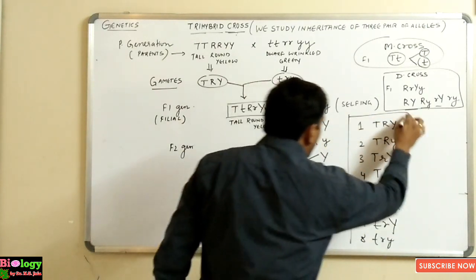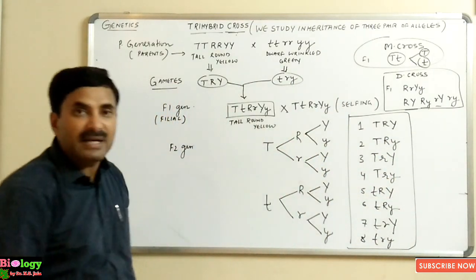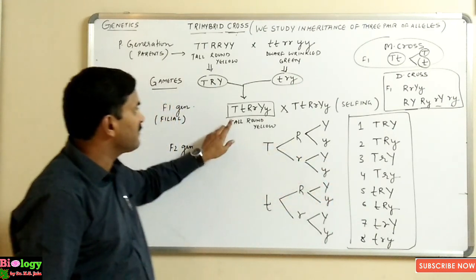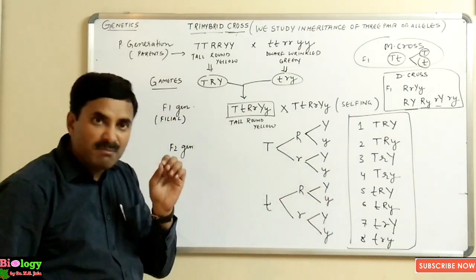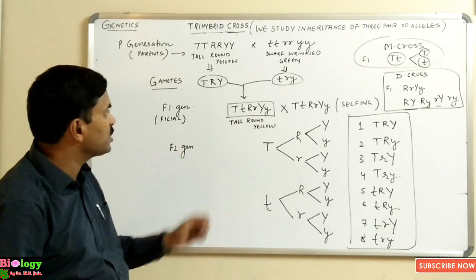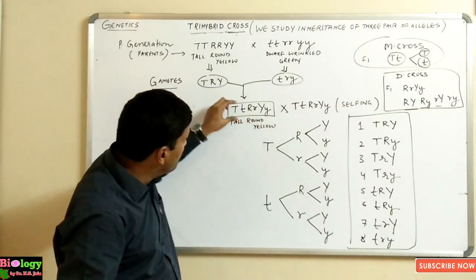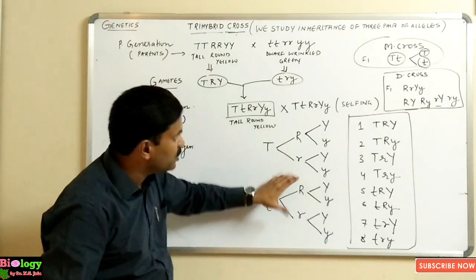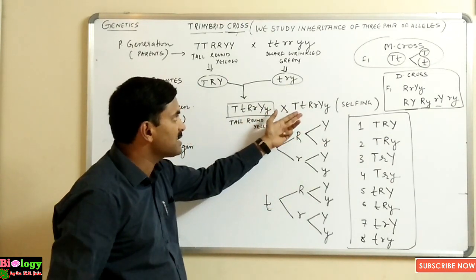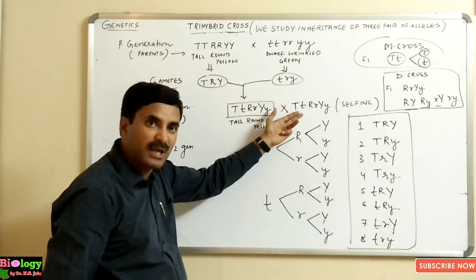So how many gametes have I framed? 8 gametes. So this is an easy way to make the 8 gametes. There will be no confusion. Otherwise, if you directly form them, it is possible that you can make some sort of error. Now I have framed 8 gametes from this genotype. Exactly the same type of gametes will be formed by this genotype also.